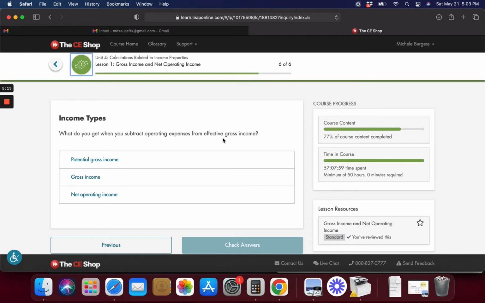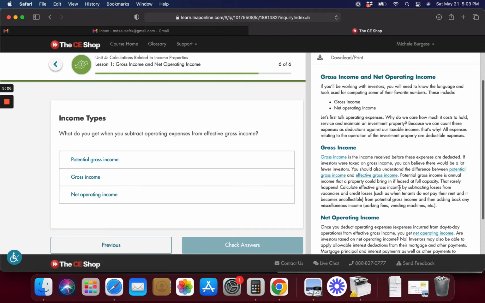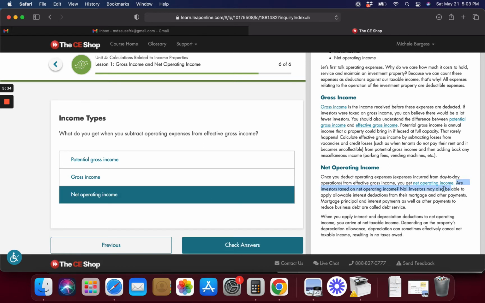All right, what do you get when you subtract operating expenses from gross income? Operating expenses from gross income, net operating income. Here you go, right here. Net operating income.